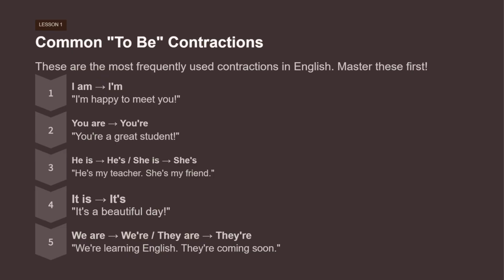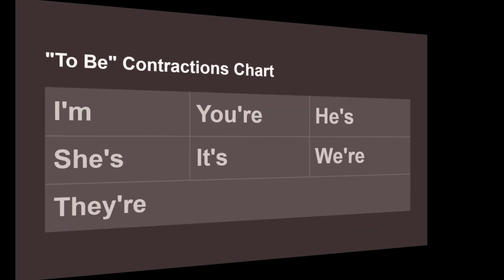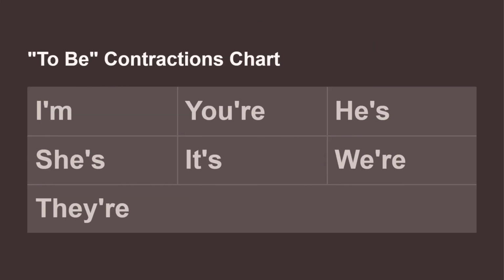We are, we're. They are, they're. We're learning English. They're coming soon. To be contractions chart: I'm, you're, he's, she's, it's, we're, they're.